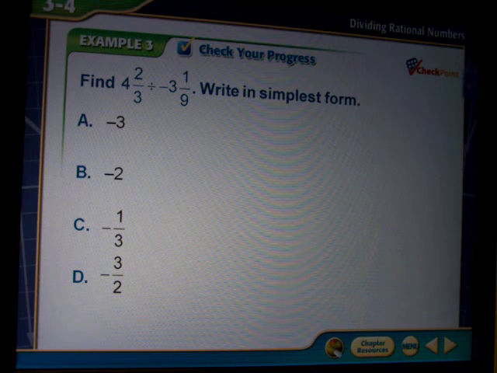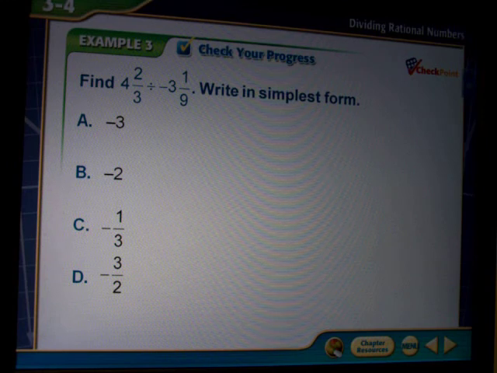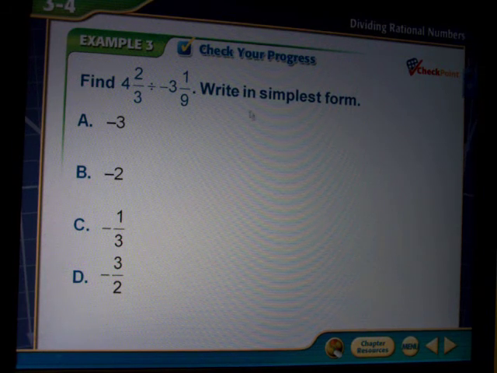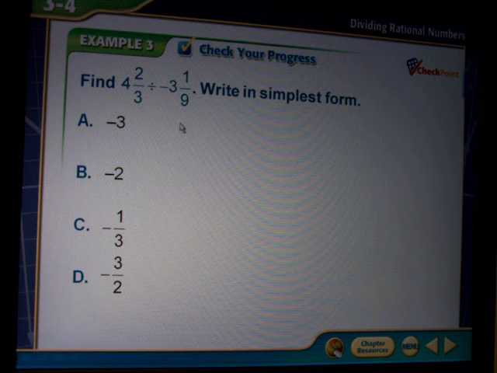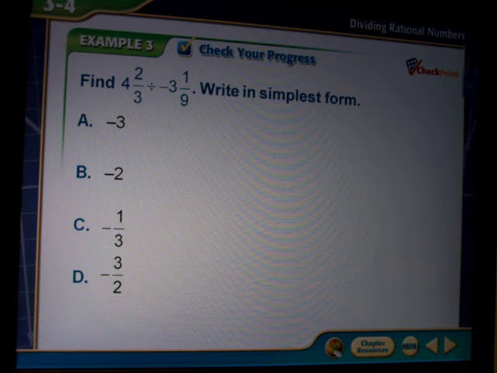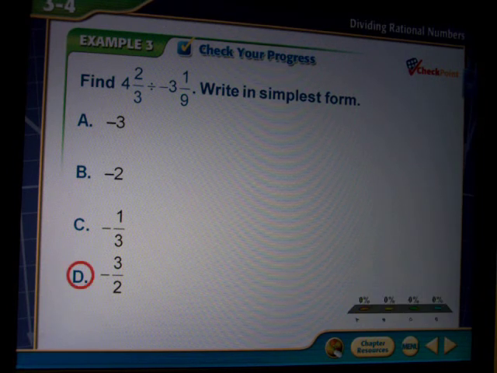So now we're going to find 4 2/3 divided by -3 1/9 and write the answer in simplest form. Remember, you're going to take both of them and convert them into improper fractions, and then take the reciprocal of the improper fraction you get for -3 1/9. So convert both fractions into improper fractions, multiply by the reciprocal of the second fraction. Is your answer A, -3, B, -2, C, -1/3, or D, -3/2? And your answer is D.